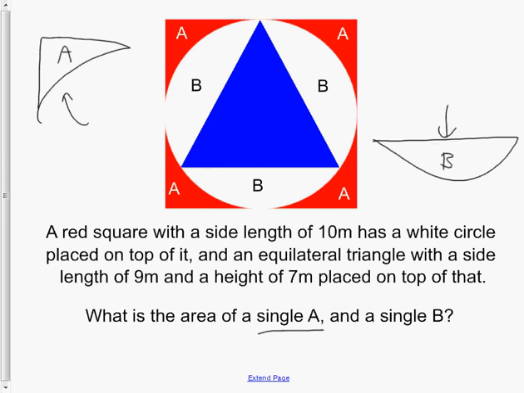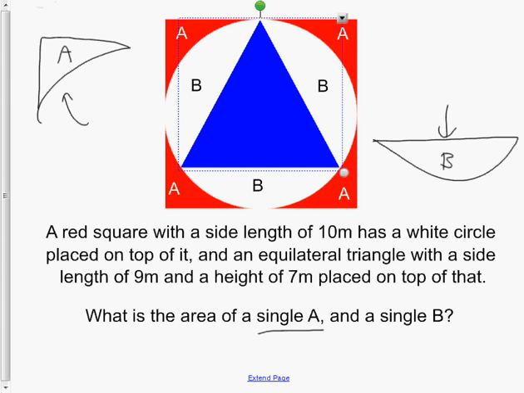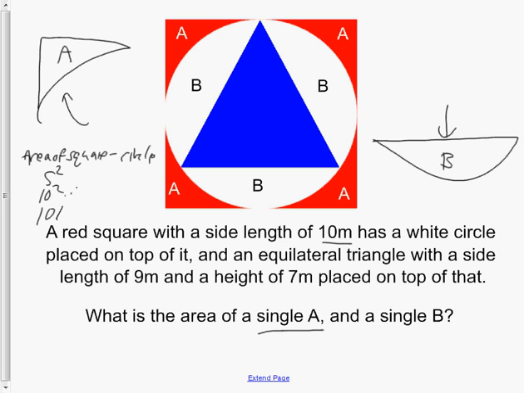Okay, so in order for us to calculate it, the first thing we need to do is calculate the area of the red. And to be honest, if I was to delete this triangle, we don't need the triangle to calculate the area of all of the red, right? It's there because it's part of the second question. But what we would really do is calculate the area of the square, take away the area of the circle. The area of the square, since it's 10 meters long, will be side squared, which is 10 squared, which is 100 meters squared. That's the area of the red square if nothing else existed.